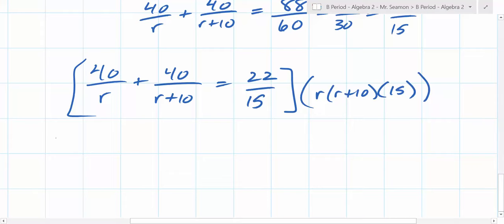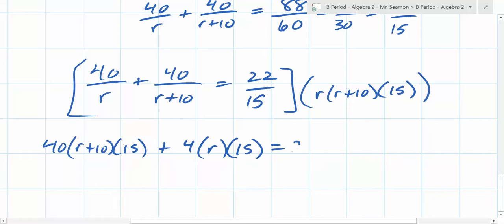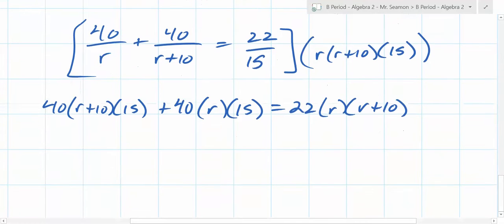So you end up with 40 times what first? The R cancels, leaving you with just what? 10 times 15. And then you have 40 here, but it cancels the R plus 10, leaving you with just R and 15. And then over here you have 22. 40. Thank you. Is that a key thing? Yes. What do you have here? 22 times R plus 10. Now, we got rid of all the fractions. This is a quadratic, but what form do we want it in? Standard. Is it in standard form?